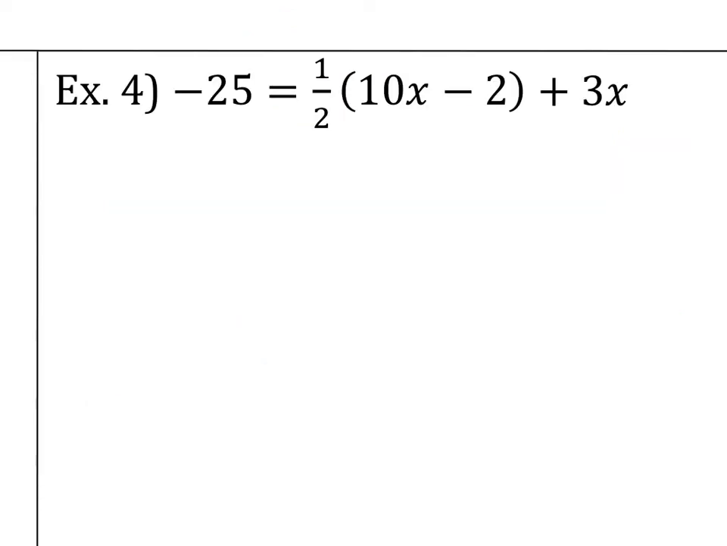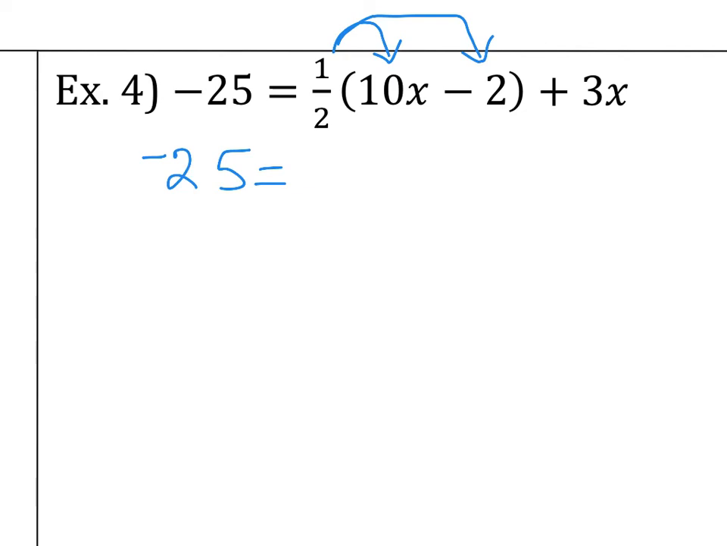For our last example here, we have a fraction. All right, do not get intimidated by the fraction. Remember, if you need to put that in your calculator, you could always change it to a decimal first by typing 1 divided by 2. Here, the numbers are not too big, so you can probably even do this one without a calculator. So we're going to bring down the negative 25 is equal to 1/2 parentheses 10x minus 2. So there's where we are going to distribute.